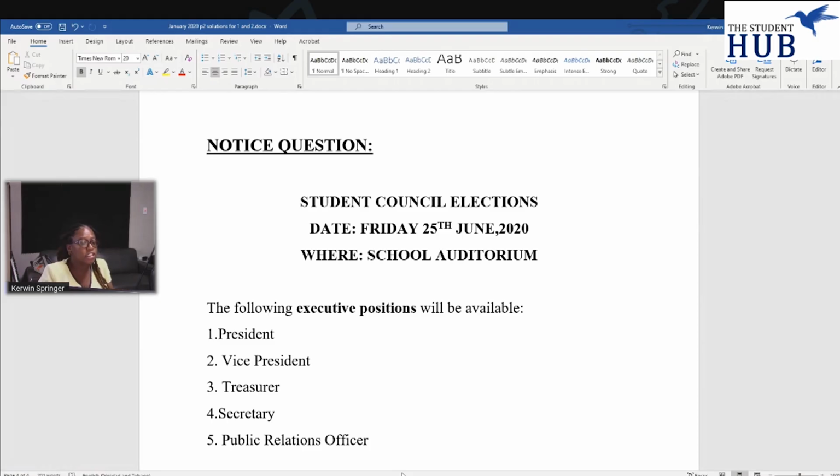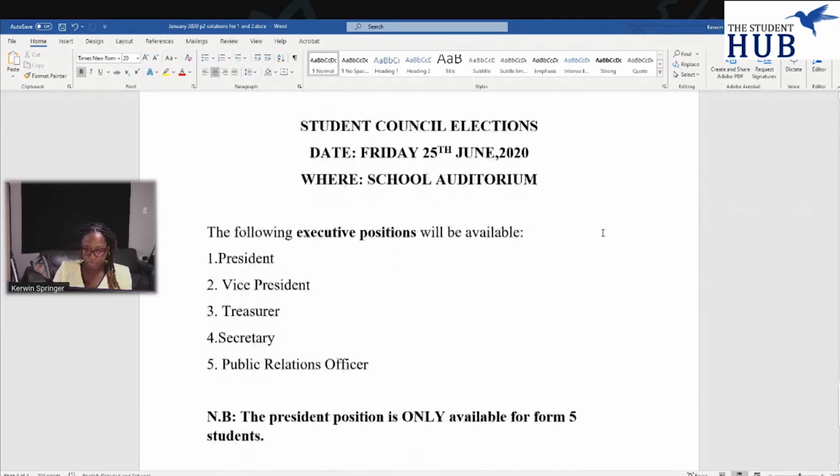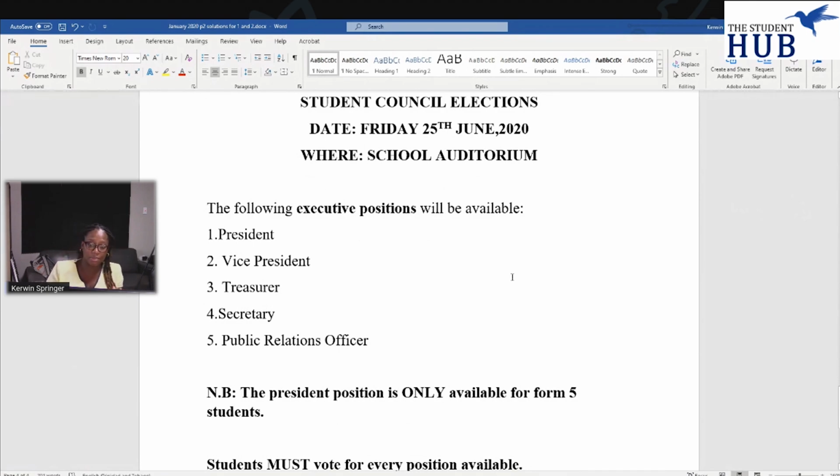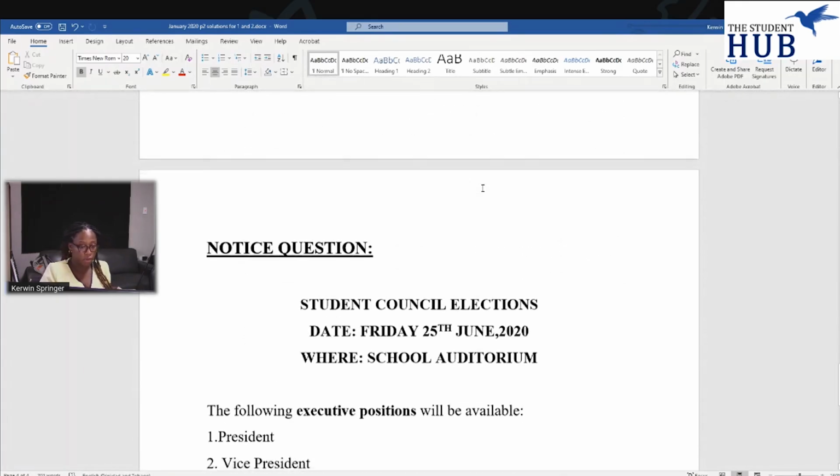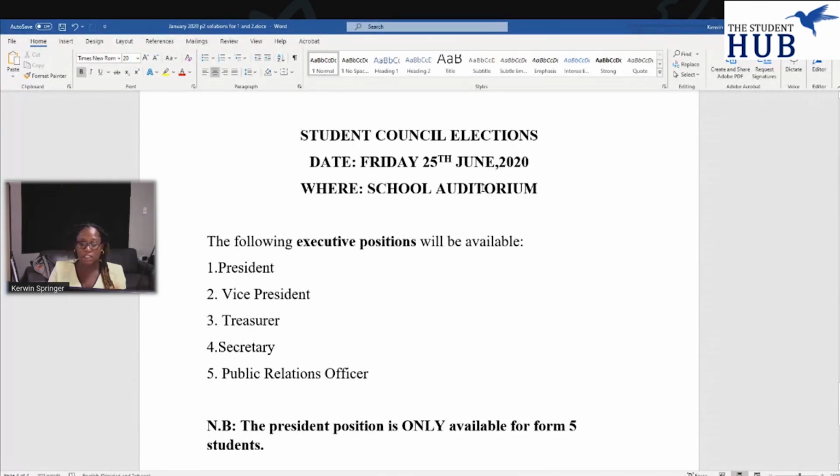So the first thing you're going to put here is student council elections. If you want to take it one step further, put Ferry Street High, let's just say that's the name of the school: Ferry Street High student council elections. Date, you put your date. You can say location, school auditorium. If your school auditorium has a name, you put the name of your school auditorium. You go on now to show them what positions will be available, and you need to find a way to make sure that they understand that these are the executive positions. You list out all your positions that they would have given you in the prompt. So all 5: president, vice president, treasurer, secretary, public relations officer.